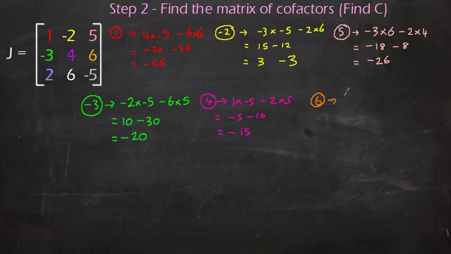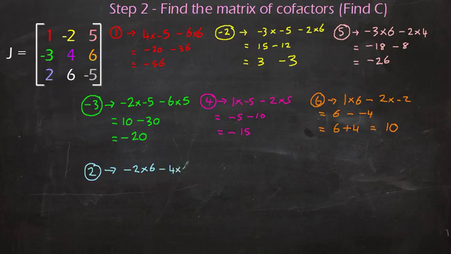Element 6, its cofactor will be one lot of 6, take away 2 lots of minus 2. So we're going to be taking away a negative, so it's 6 take away minus 4, is 6 plus 4, which is 10. Bottom left element gives us minus 2 times 6, take away 4 times 5, which is minus 12, take away 20, makes it even more negative, minus 32.